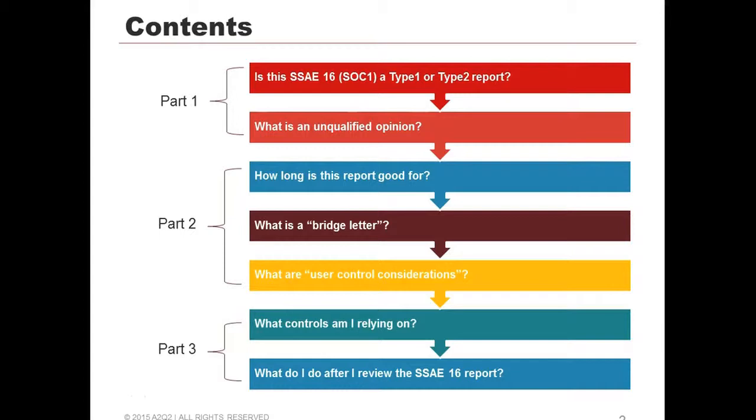As a reminder, in part 1 we discussed how to review the report to see if it's a Type I or Type II, and what an unqualified opinion is. In part 2 we talked about how to review the report dates to see how long it's good for, what a bridge letter looks like, and what user control considerations are. And in this part, we will discuss what controls I am relying on, and what I do after I review the SSAE16 report.